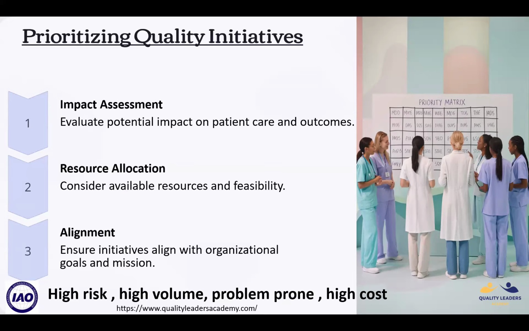Next is high volume. These are services that your healthcare organization provides frequently. Even small improvements in high volume areas can lead to significant gains, right? Then comes problem prone. These are the areas where issues are more likely to occur. For example, between handovers. And high cost: initiatives that can help reduce high costs should also be prioritized, but in this particular order: high risk, high volume, problem prone, and high cost.